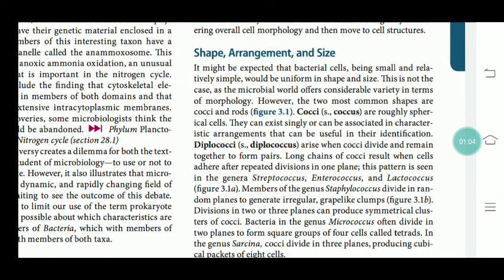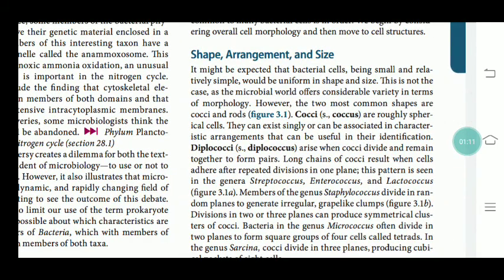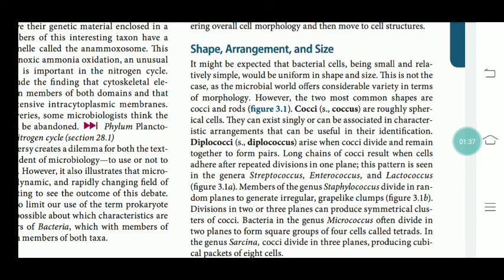It might be expected that the bacterial cell, being small and relatively simple, would be uniform in size and shape. But the microbial world offers considerable variety in terms of morphology. Morphology means the organism or microorganism has various types of shape and structure. The shape and structure they have is called their morphology, the study of shape and structure of bacteria.